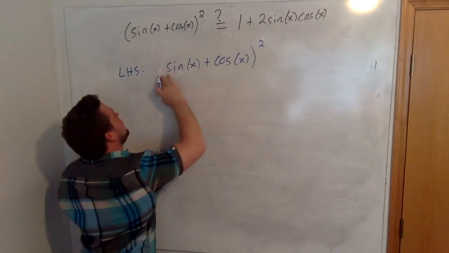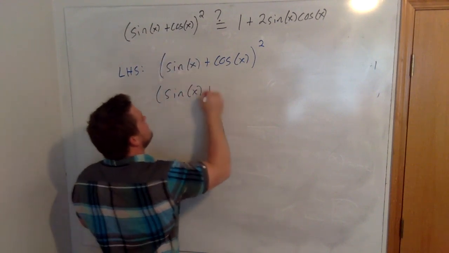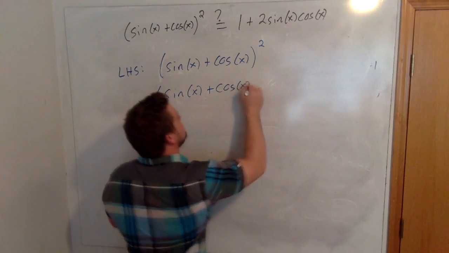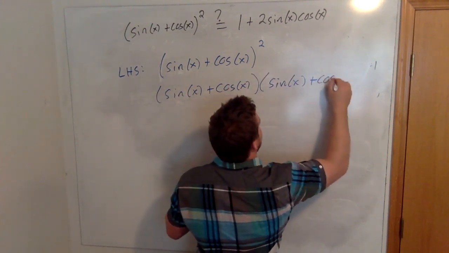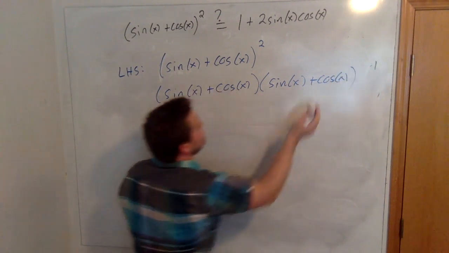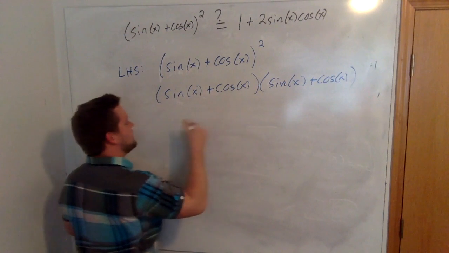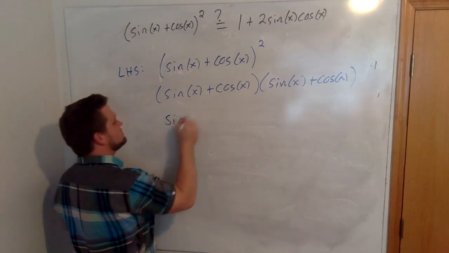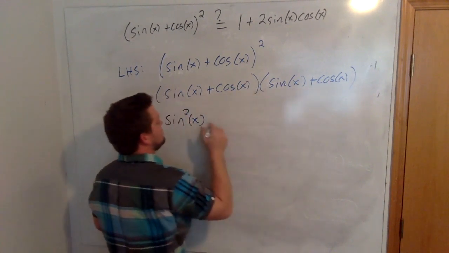Let's FOIL this out. So this is the same thing as sine of x plus cosine of x times a sine of x plus a cosine of x. And let's expand this. Okay. So we'll get a sine of x times a sine of x. So we'll get a sine of x squared. We're going to get a sine of x times a cosine of x.